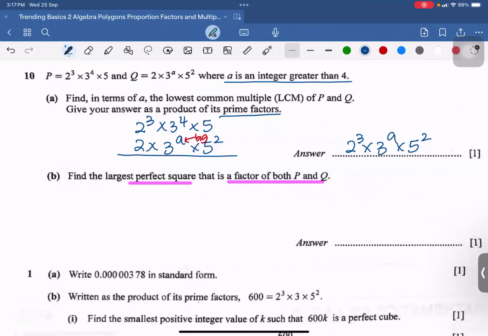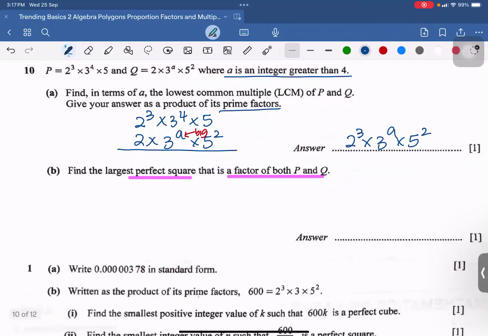So if I want a factor of P and Q, first thing we look for is the common factor. Right? So first thing we look for the common factor.